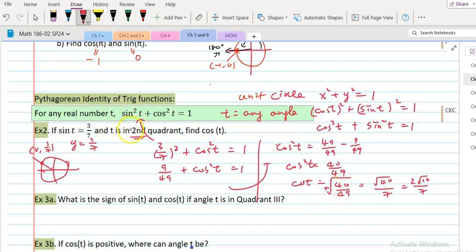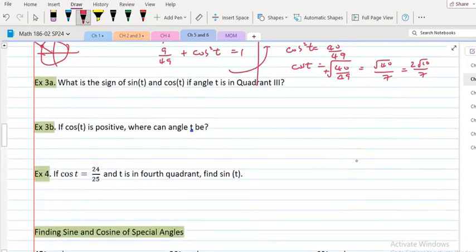So you can use this. If you know one of the x and y values, you can use the fact that it is on a unit circle, x squared plus y squared equal to 1, to solve it.